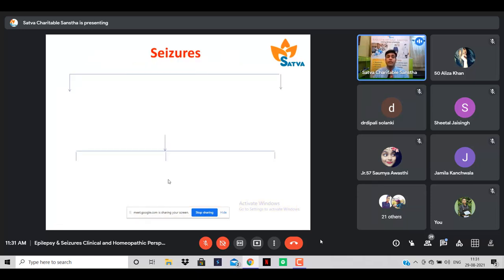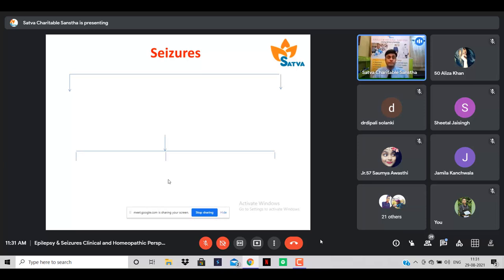I think I have already made it quite clear. And from this point onwards, everyone who has been attending this session will be very clear when to label it as a seizure and when to label it as epilepsy.